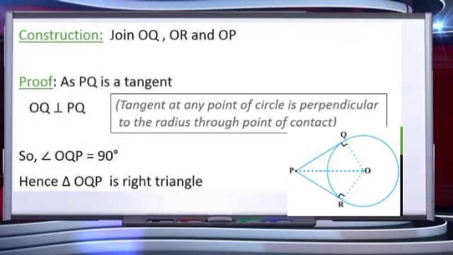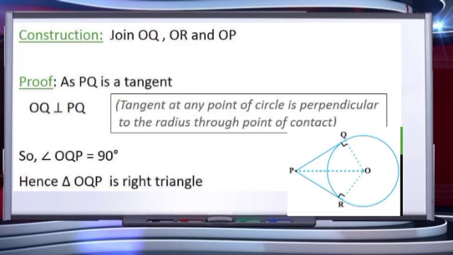By construction we will be joining O to Q, O to R and O to P. As PQ is a tangent to this given circle, OQ will be perpendicular to PQ, which implies angle OQP is 90 degrees. Hence OQP is a right angled triangle. Next, students, I want you all to try its proof by yourself. I'll tell you how you are going to do this.